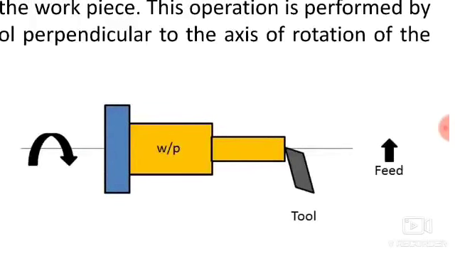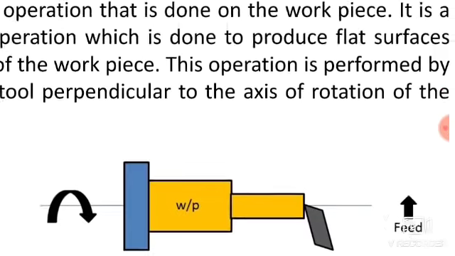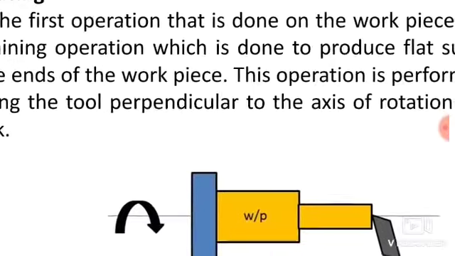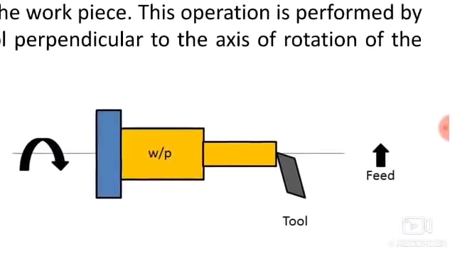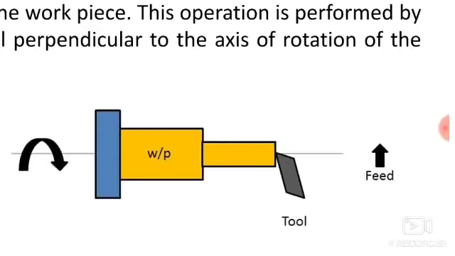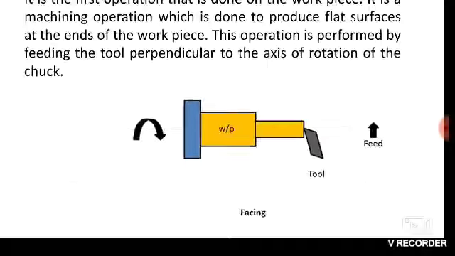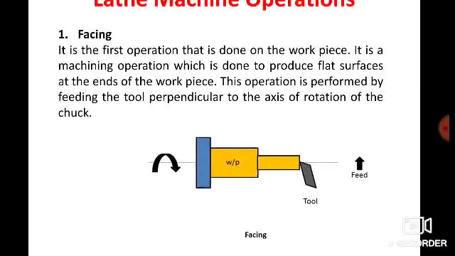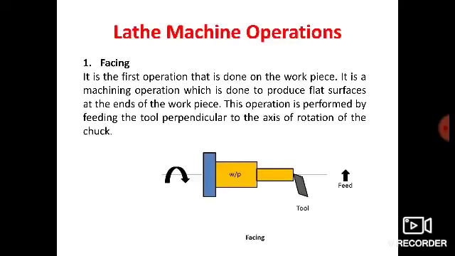So basically facing is nothing but the first operation that we perform on the workpiece, and the facing operation is done to get a flat surface, to produce the flat surface at the end of the workpiece. Suppose the end of the workpiece is irregular, in that case we perform the facing operation in order to produce a flat surface at the end. Okay, and here the tool is fed perpendicular to the axis of the lathe. That is very important. So this operation is performed by feeding the tool perpendicular to the axis of rotation of the chuck. Okay, so this is the first operation, that is facing.